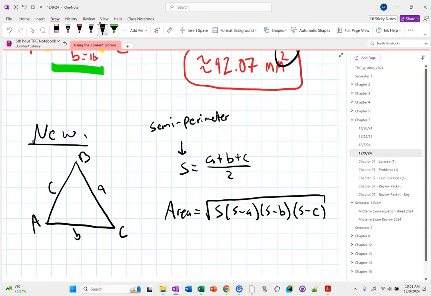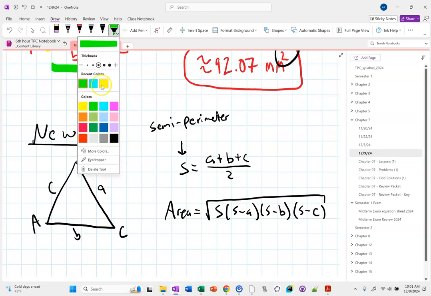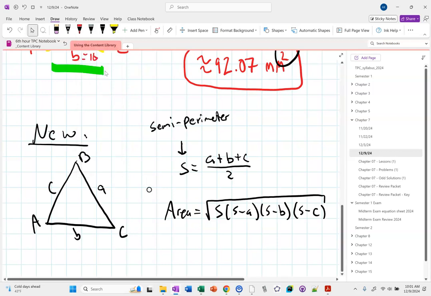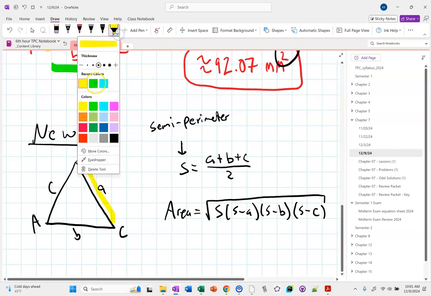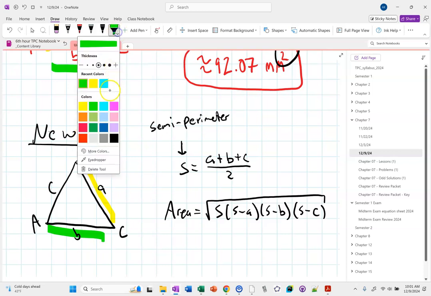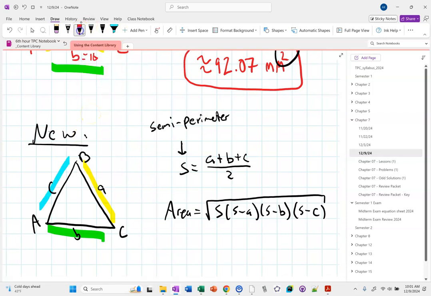So our area formula is going to be the square root of S times S minus A times S minus B times S minus C. So what measurements do I need to be able to do this? I need A, B, and C. What kind of triangle do I need here? Side, side, side.